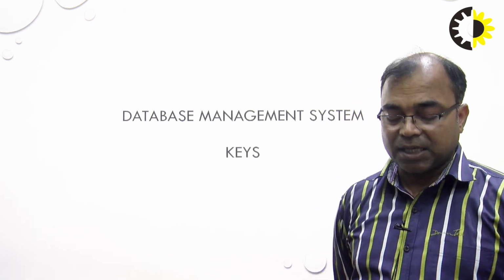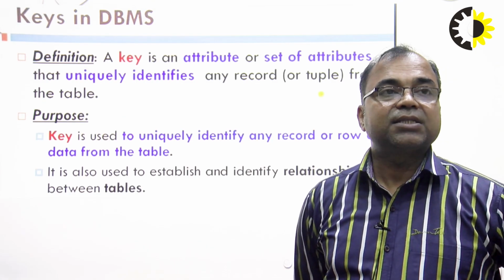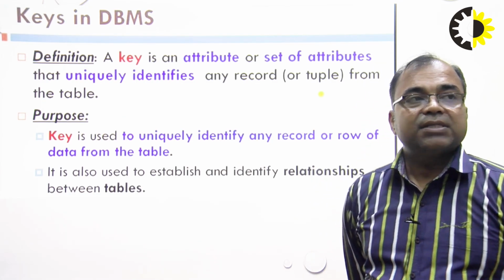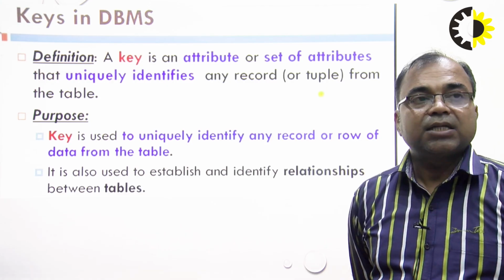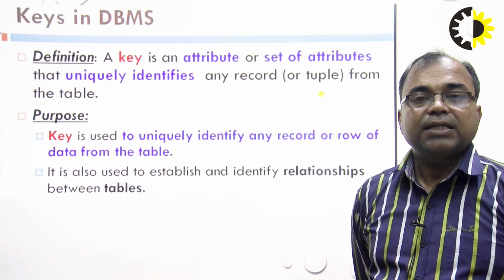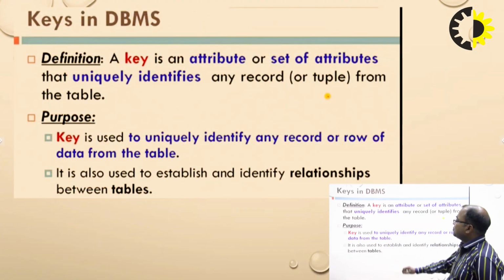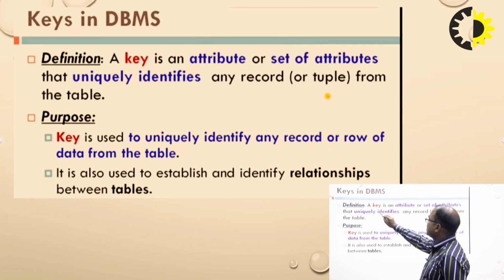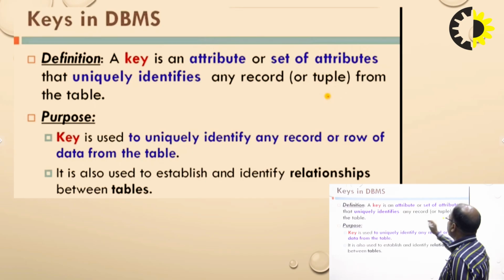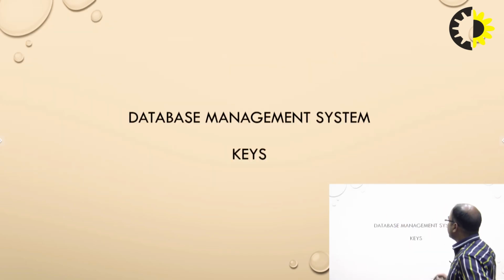So we start the important topic from DBMS, which is keys. What are keys in DBMS? First we have the definition of a key. The definition says a key is an attribute or a set of attributes that uniquely defines. As we discuss what a key is, it is basically an attribute, or a set of attributes.